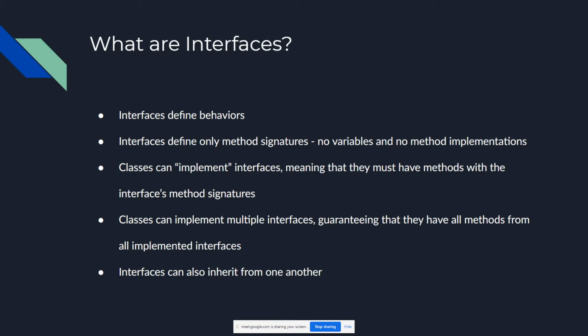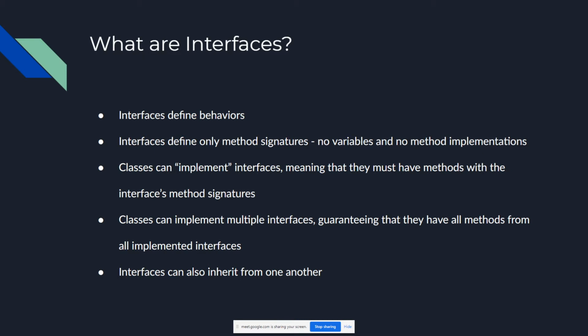Additionally, classes can implement multiple interfaces. So let's say I have an addable interface, and let's say I have a subtractable interface. And then I can have my math class. If it implements both the addable interface and the subtractable interface, I have to have methods from both. So if the addable interface defines an add method, and the subtractable interface defines a subtract method, then my math class has to have the add method and the subtract method.